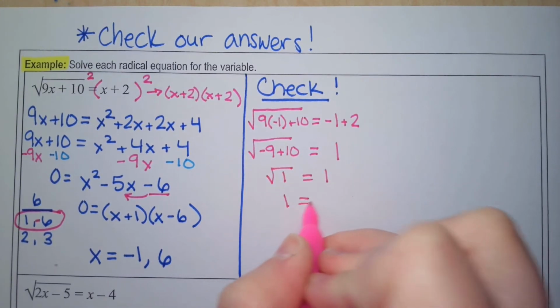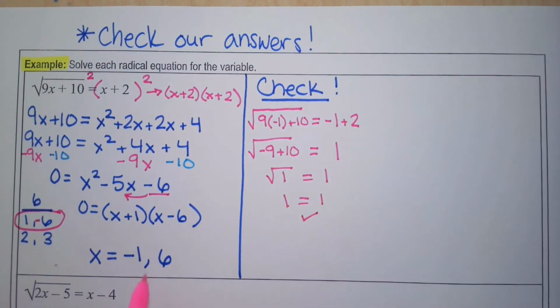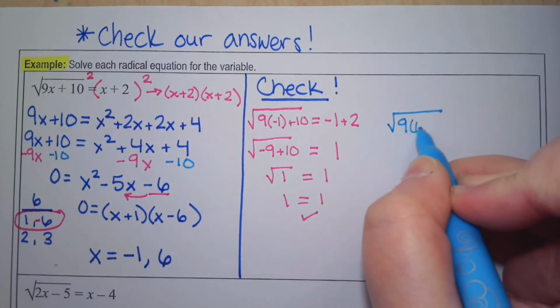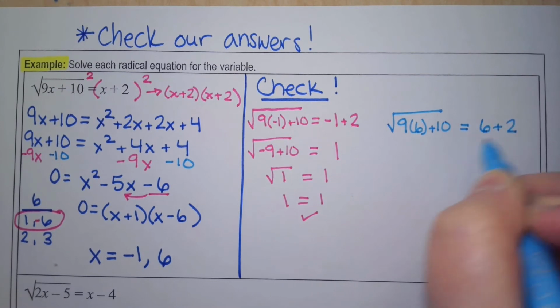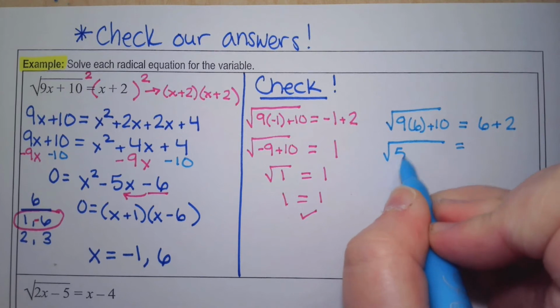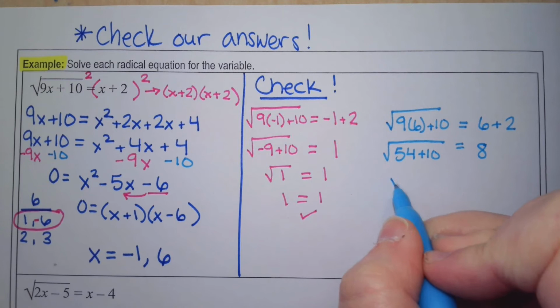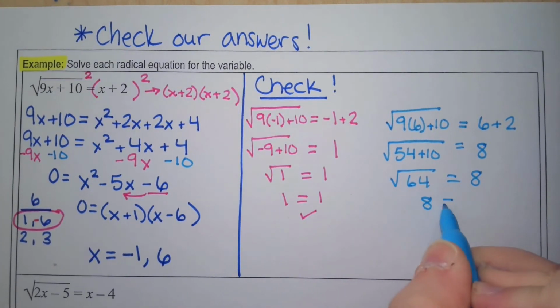Square root of 1, so is 1 equal to 1? Yes, this one checks out. So negative 1 is good to go. We now need to check positive 6. So the square root of 9 times 6 plus 10 is equal to 6 plus 2. 9 times 6 is 54 plus 10. 6 plus 2 is 8. Square root of 64 is equal to 8. 8 is equal to 8.